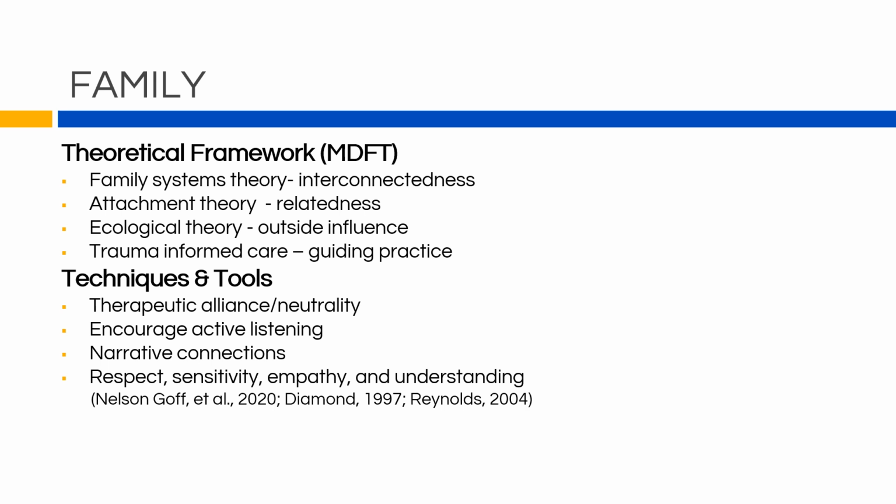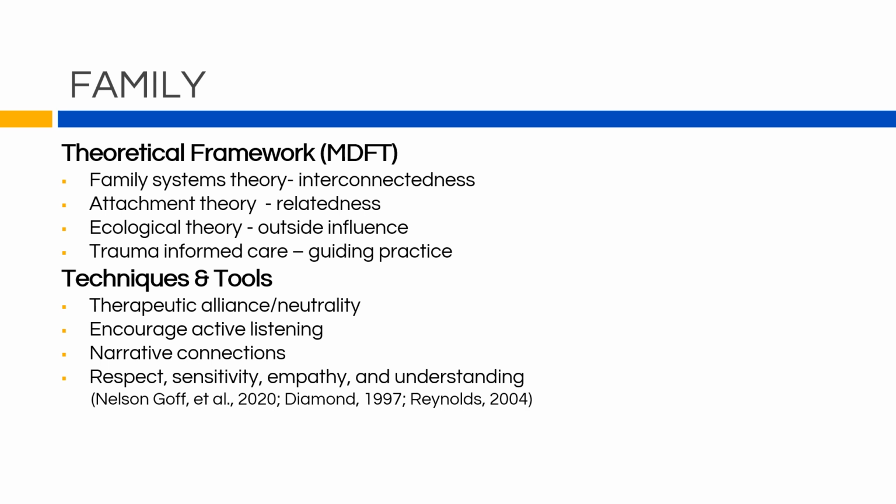Ecological theory expands to include outside influences such as peers, societal expectations, norms, and how these are impacting the family and the individuals. Trauma-informed care is the foundation of the framework when trauma is involved, and as it is here. We will discuss this more in the techniques and tools section below.